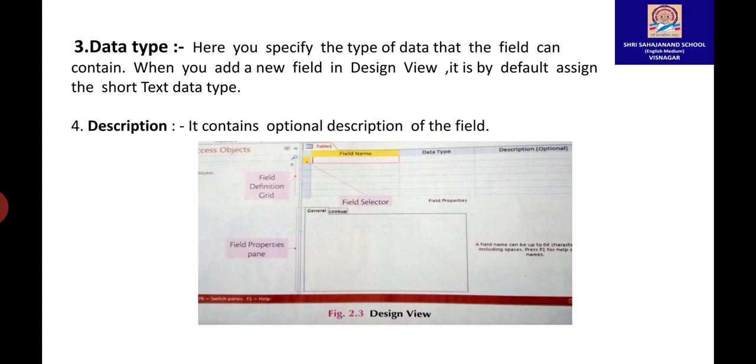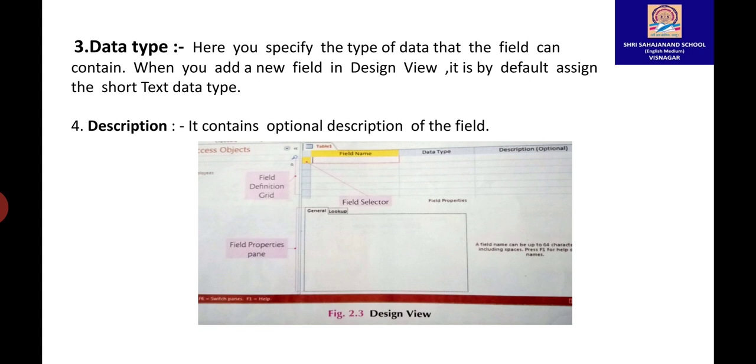Now third one is data type. Here you specify the type of data the field can contain. When you add a new field in a design view, it is by default assigned the short text data type. So whenever you insert a field name, you can see there by default data type is short text. You can also set another data type as per requirement.